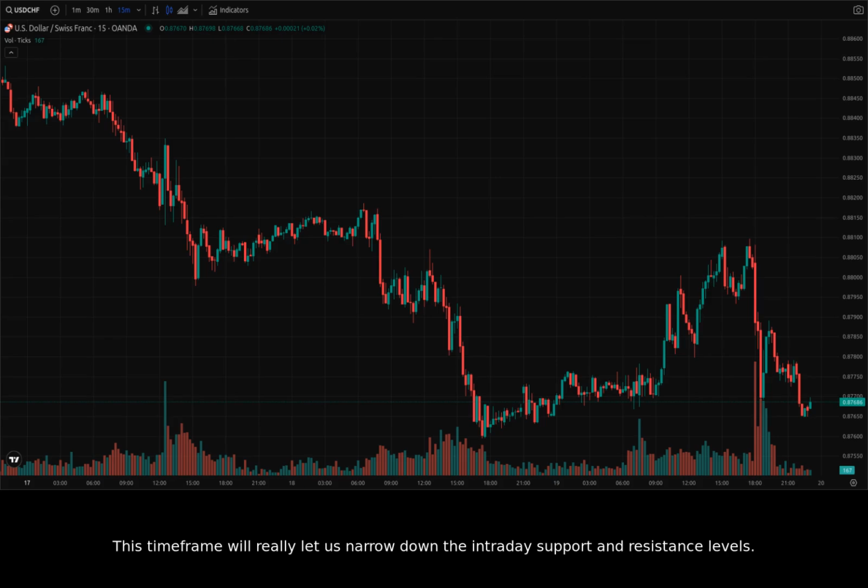This time frame will really let us narrow down the intraday support and resistance levels. On this chart, the key level to watch is 0.884, and if it can break past that. Looking at the overnight trading volume, we can see if there's an edge when the European markets wake up.